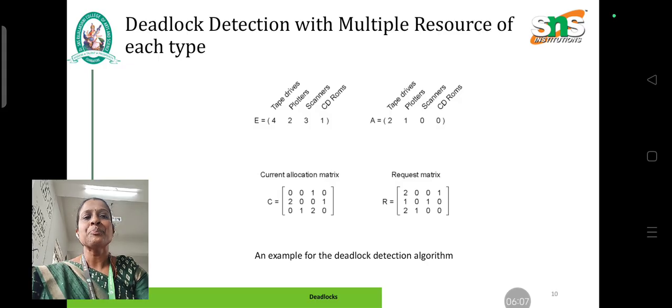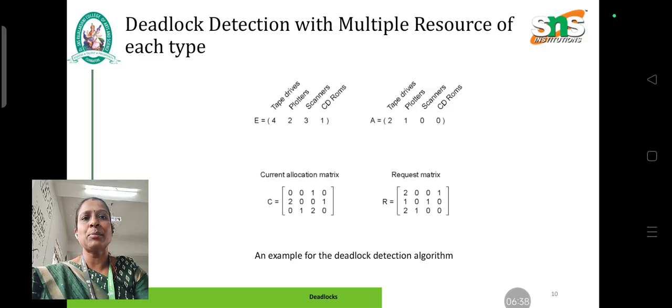Next is the available vector. Available is 2 tape drives, 1 plotter, 0 scanners and 0 CD-ROMs. Based on the existing and the available, we are going to give the current allocation matrix. The current allocation matrix is what is allocated, so that we can see the remaining resources. For example, if you take 4 tape drives, the availability is 2, so 2 are allotted and the remaining is 2.